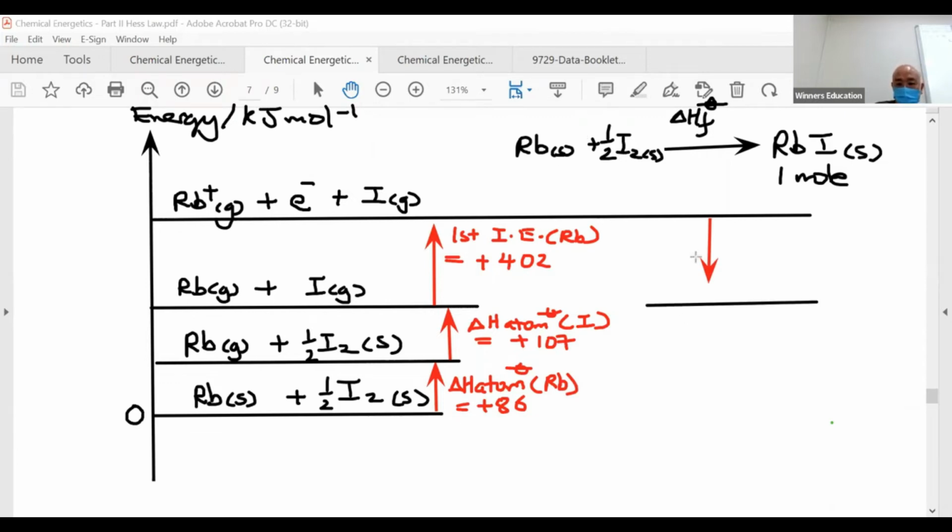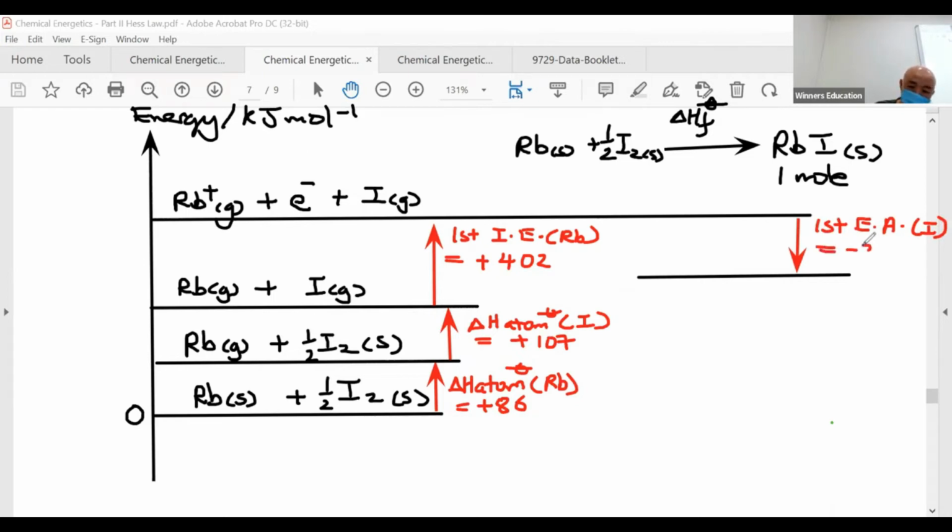Right? So it is like that, or like that. Right? I believe it is shorter in terms of the arrow. Why? Because the first electron affinity of iodine value given to me is minus 314. If I compare magnitude 314 and magnitude 402, regardless of the sign, it tells me the arrow must be shorter.